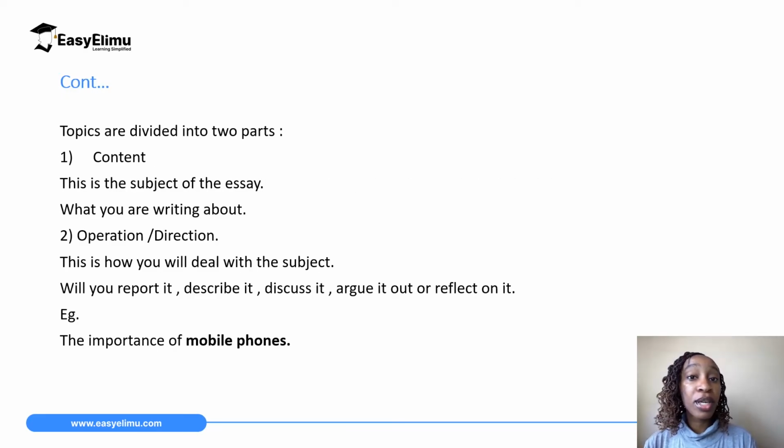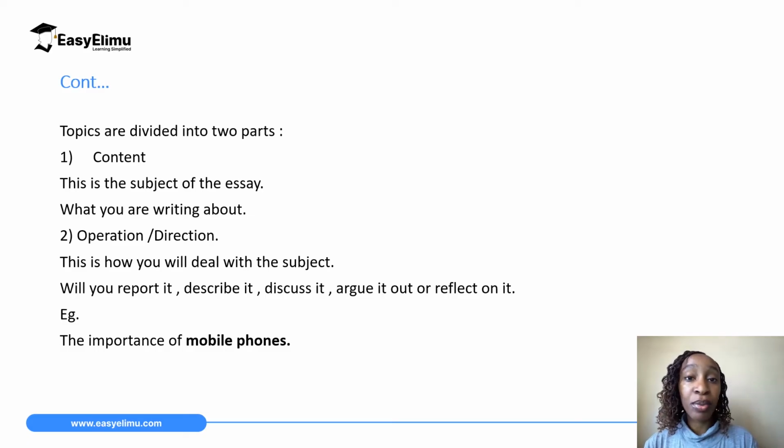So a topic can be divided into two. We could have the content and also the operation or direction. So what do I mean? The content is the subject of the essay, and then the operation is how you will deal with the subject. So are you going to report? Are you going to discuss? Are you going to describe? Are you going to argue? Or are you going to reflect on it?